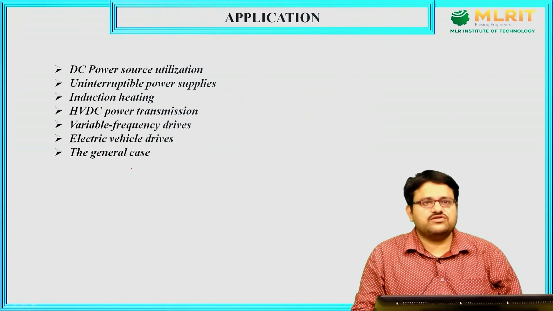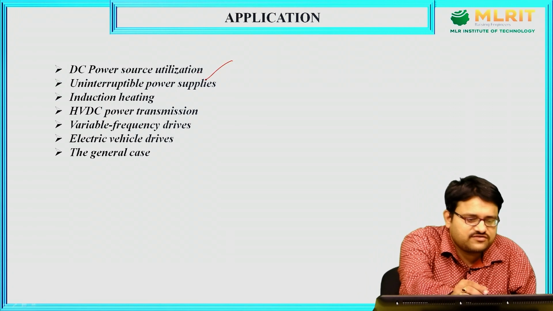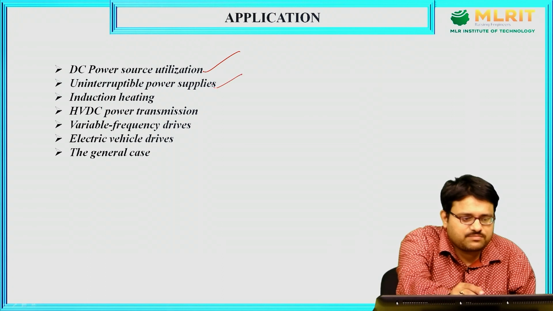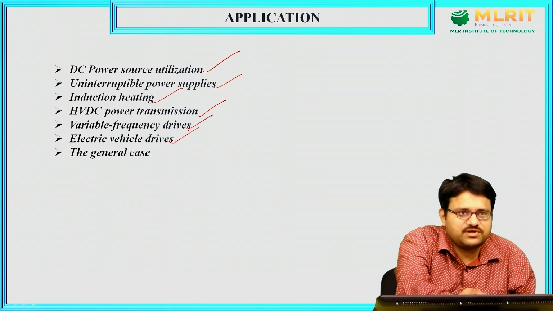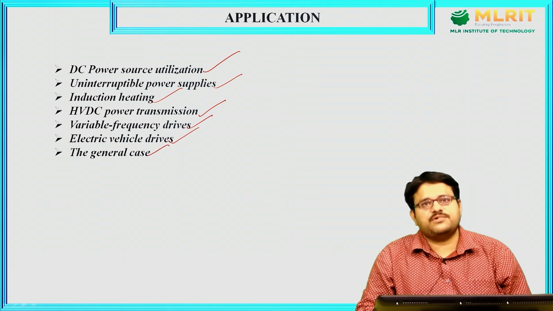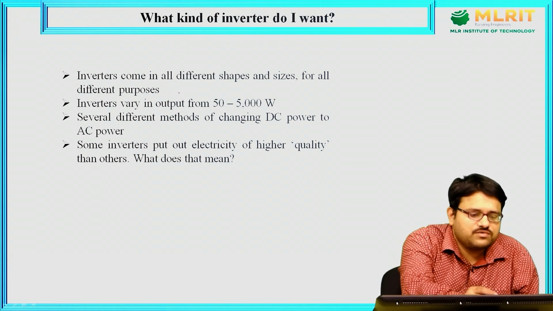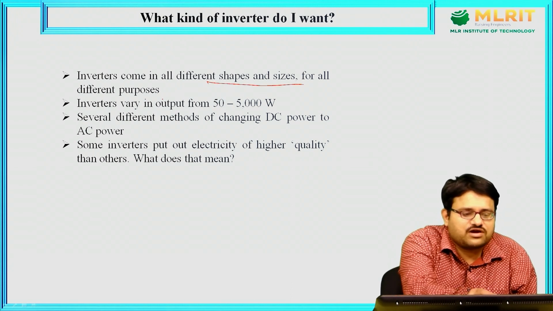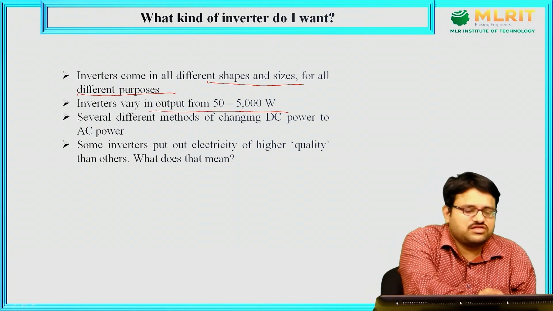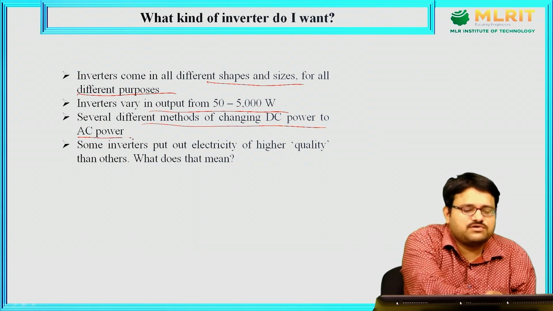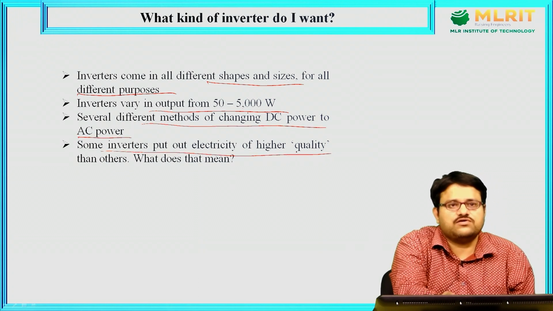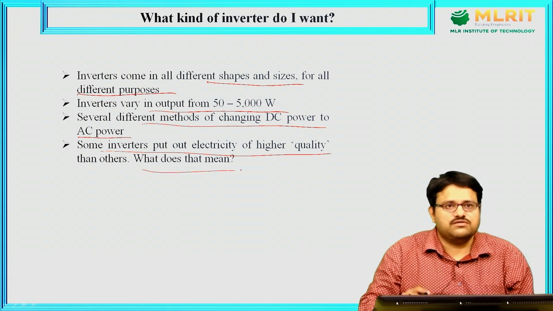And application, that is the use of inverter: DC power source utilization, uninterruptible power supplies, induction heating, HVDC power transmission, variable frequency drives, electric vehicle drives, the general case. So these are the applications of inverter. So what kind of inverter do I want? Inverters come in all different shapes and sizes for all different purposes. Inverters vary in output from 50 to 5000 watts. There are several different methods of changing DC power to AC power. Some inverters put out electricity of higher quality than others. What does that mean? We will study in detail.